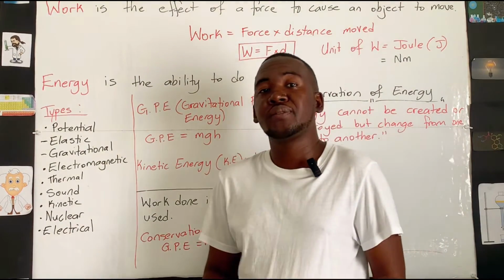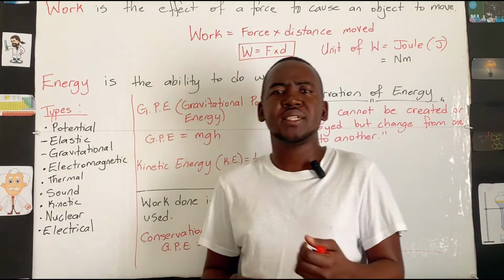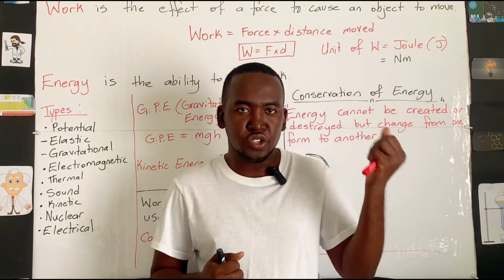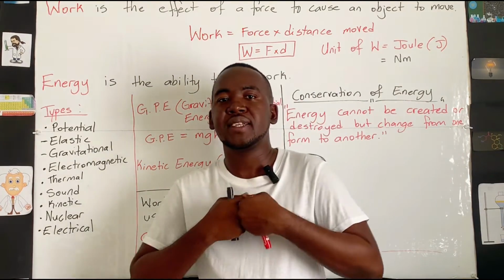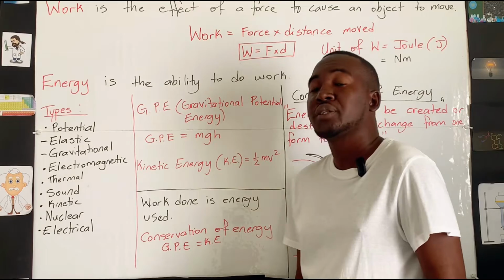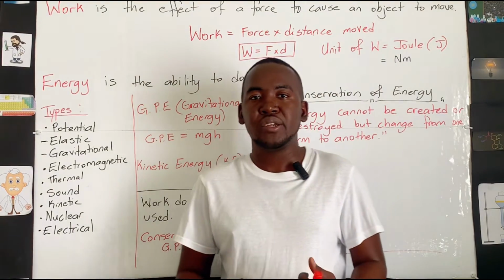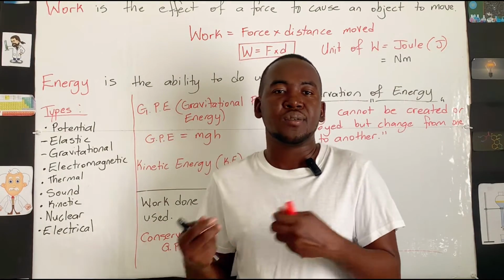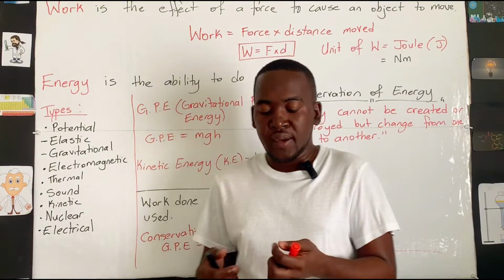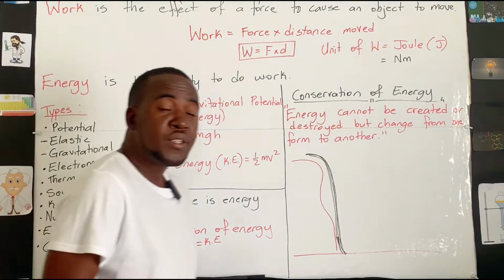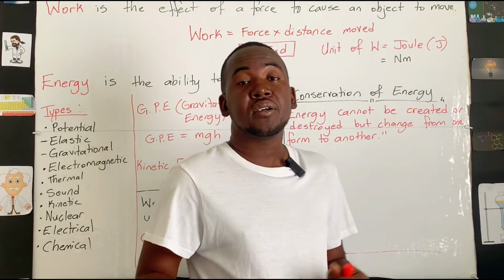We have nuclear energy, which is the energy that is stored inside the nucleus of atoms. This is the energy that keeps the neutrons and the protons together inside the nucleus of the atom. And finally, we have our electrical energy. This is energy that is carried by charges inside wires or conductors. And there is one more that I didn't add, which is chemical energy. Chemical energy is the energy that we have in the bonds of chemical compounds.